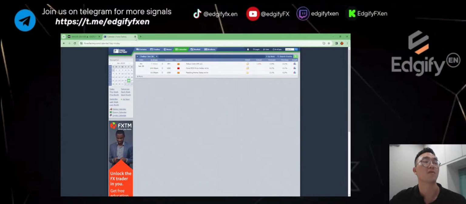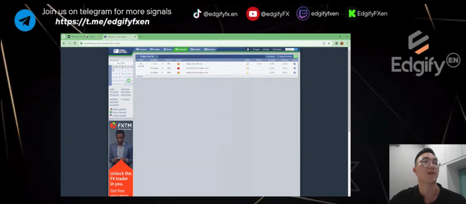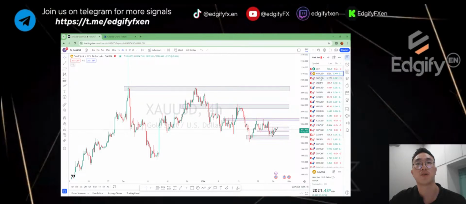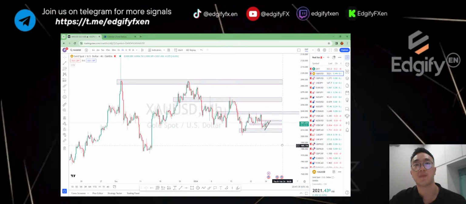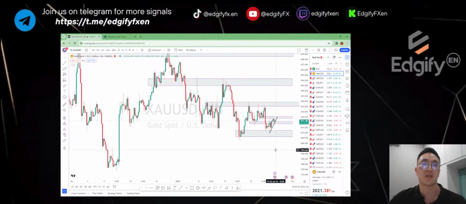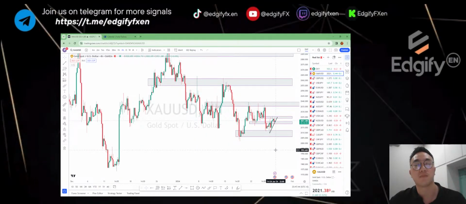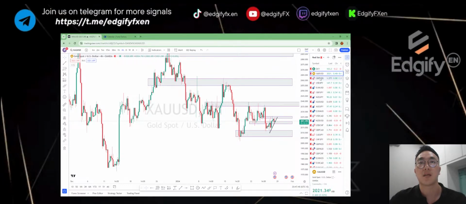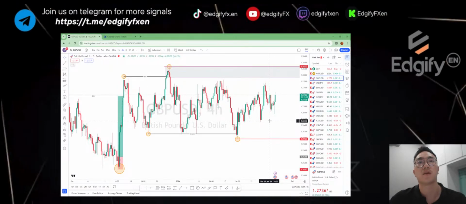So for now, I will definitely be avoiding basically all the US dollar pairs. I'll be looking at pairs other than the US dollar pairs. So when the price reacts, then we can get some confirmation, and then we can start getting into positions for the US pairs.